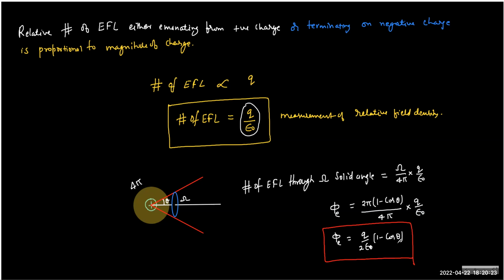Now you can understand the flux, or the count of the field lines, through the angle theta of a cone. Theta is the semi-vertical angle of the cone. You can write it easily by the formula q by 2 epsilon naught into 1 minus cos theta. Now, this is the most important formula for the further discussion. Very, very important. So just remember.